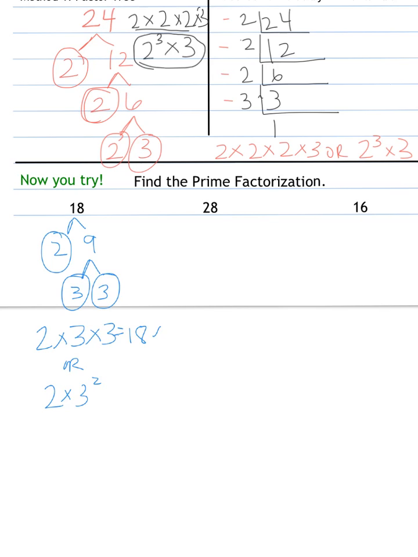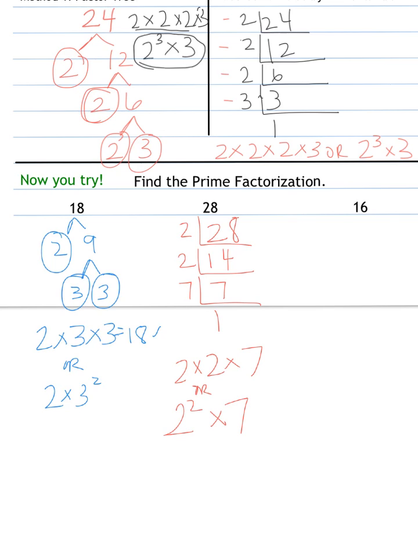28, I'm going to do the division method. So I'm going to start by dividing it by 2. 28 divided by 2 is 14. Again, I'm dividing by the smallest prime numbers. 14, again, we can divide by 2, which is 7. The smallest prime number that goes into 7 is 7. 7 divided by 7 is 1, so that's where we stop. So we have 2 times 2 times 7, or 2 squared times 7. Okay?